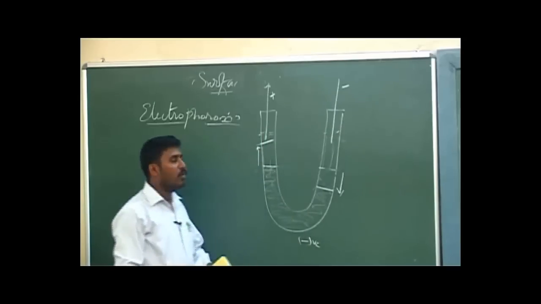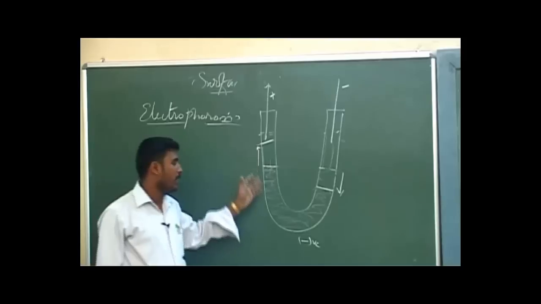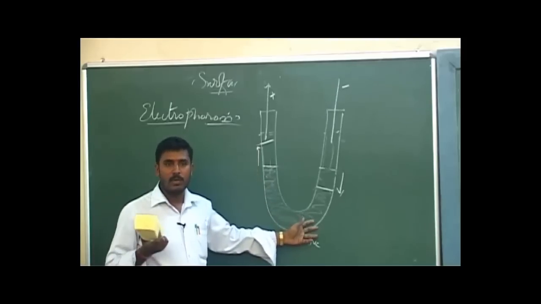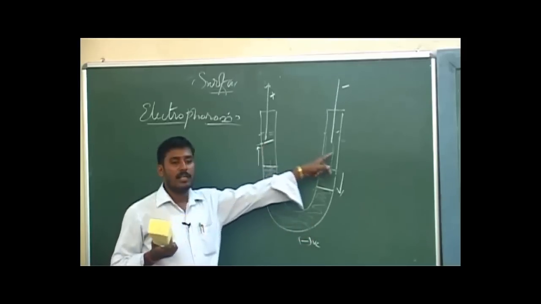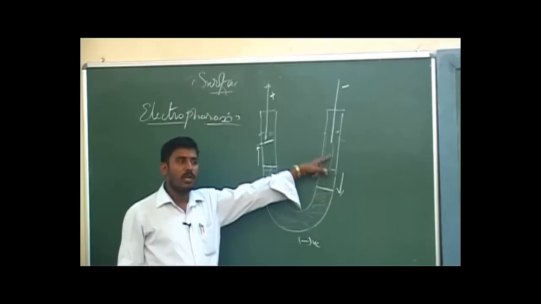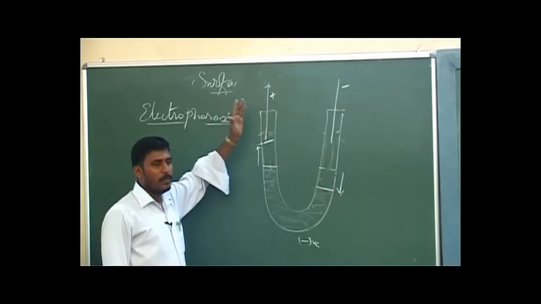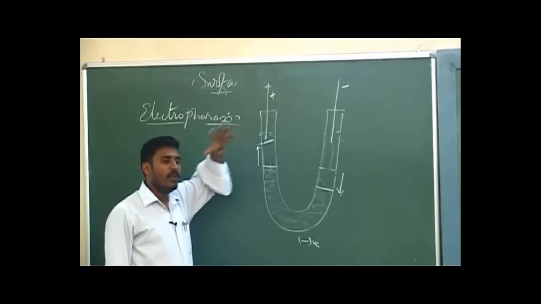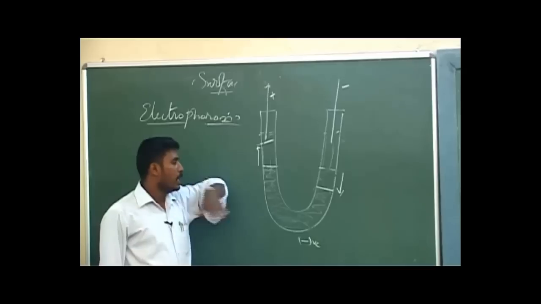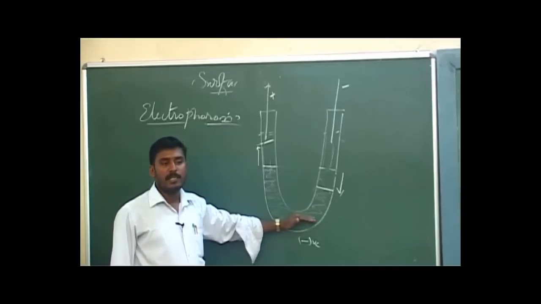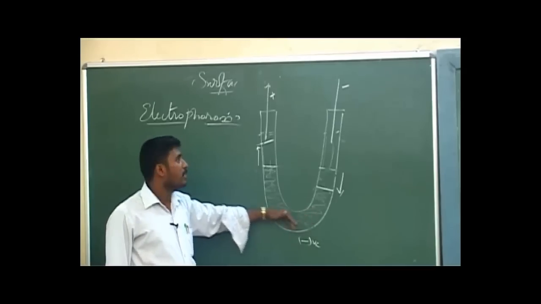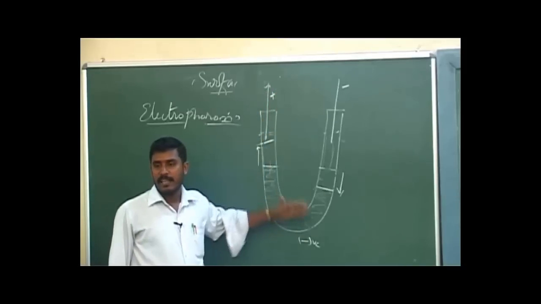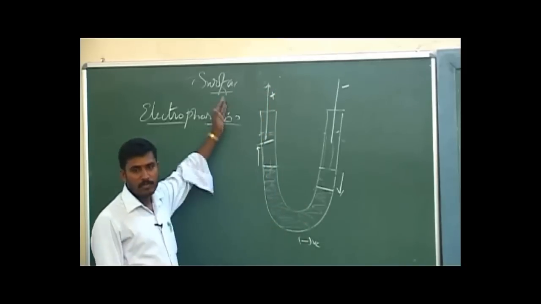So initially we took one U-tube. In the U-tube we are going to take the colloid, maybe positive or negative, in deionized water. You introduce two electrodes, one positive electrode and another negative electrode. That's a platinum electrode. Now we apply the electric field. If our colloid is positive, it migrates towards the negative side. Suppose it is negative, it migrates towards the positive side.